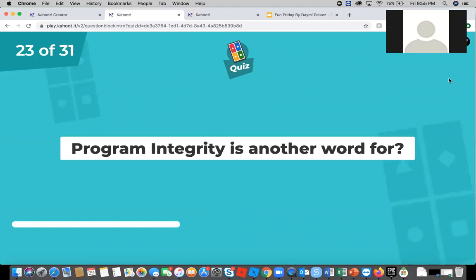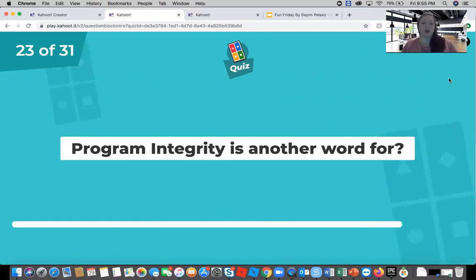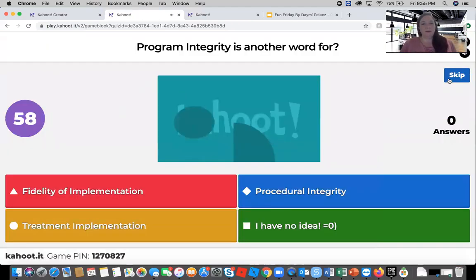Next question. Program integrity is another word for what? What is it? Program integrity means what?